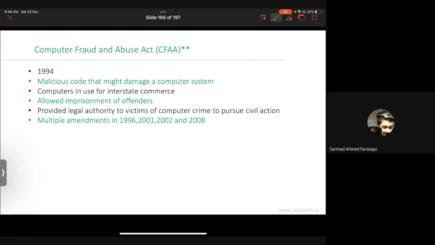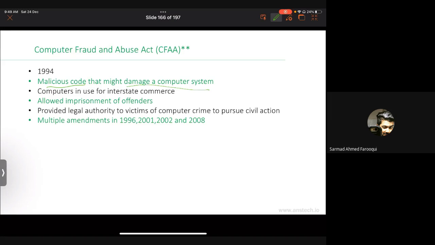So first was the Computer Fraud and Abuse Act, 1994. How to remember 1994. So what is its applicability? Applicability is even malicious code that might damage a computer system. So if you are doing any fraud by providing malicious code which might damage a computer system, then you can be charged under the Computer Fraud and Abuse Act.